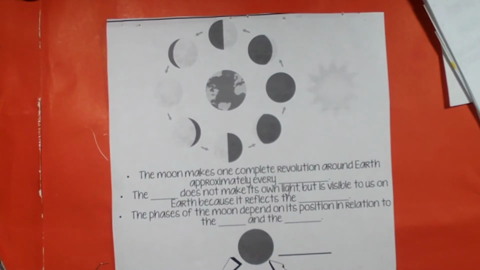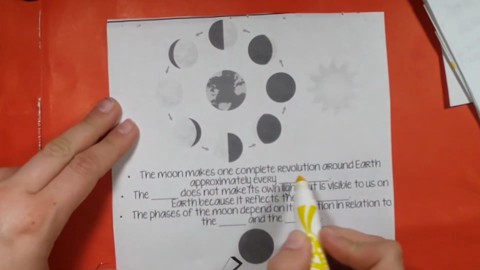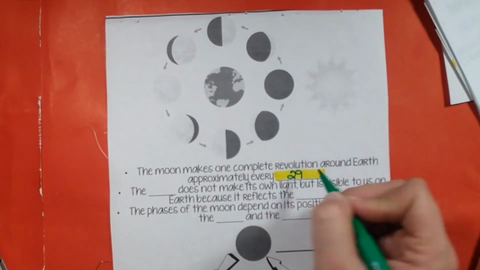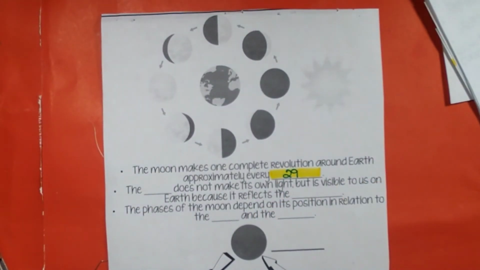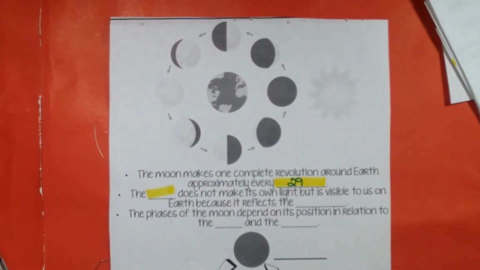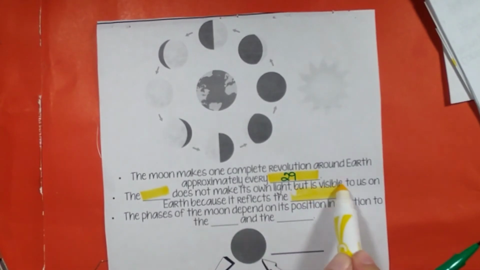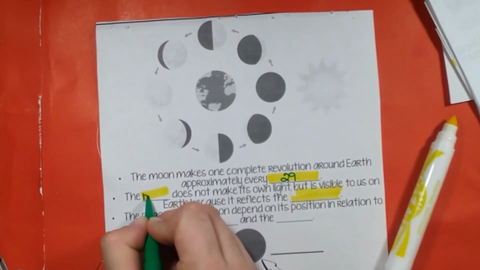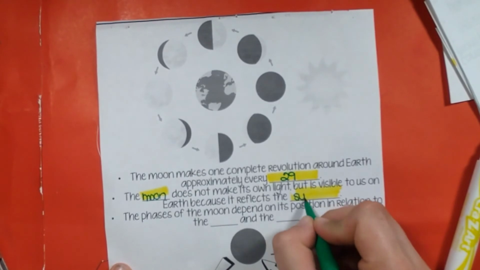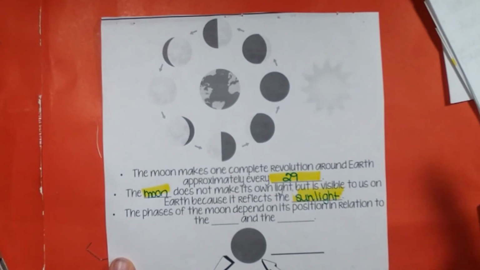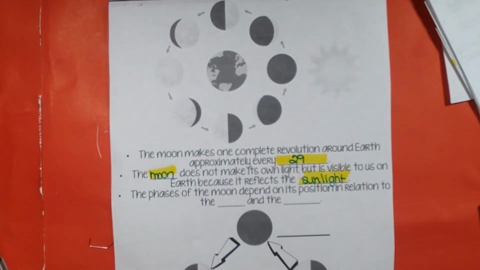The moon makes one complete revolution around Earth approximately every 29 days. That's about a month. The moon does not make its own light that is visible to us on Earth because it reflects the sunlight. Remember, planets and moons do not make their own light. The phases of the moon depend on its position in relation to the sun and the Earth.